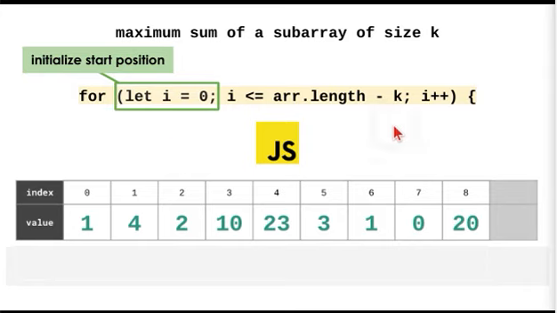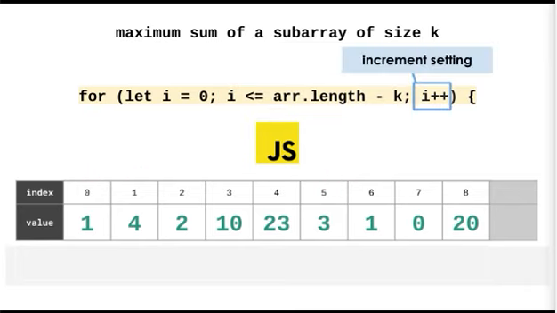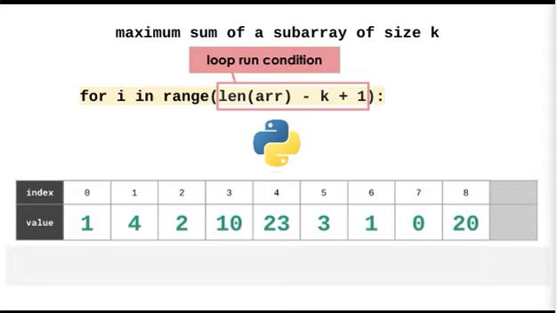In JavaScript, here's how we set the starting position. We want to set the starting position at index 0. This is our loop run condition. This loop is going to run as long as i is less than or equal to the array length minus k, which is 5. So once we get to 5, we stop. And this is our increment setting. In Python, I'm not including the start condition and increment setting because the default start and increment values in the range function will work for this problem.